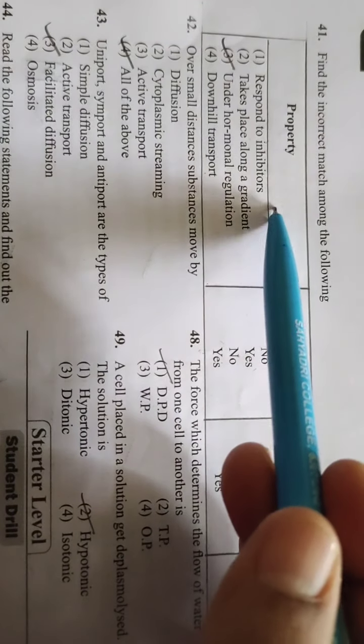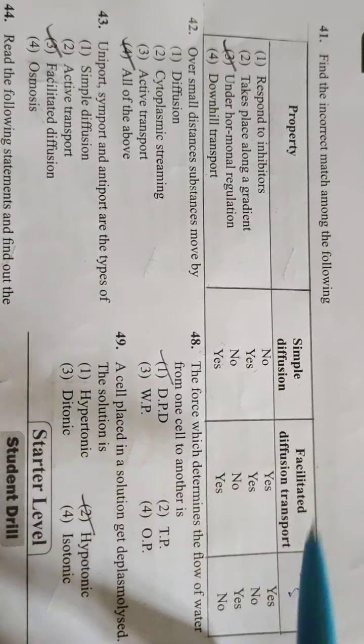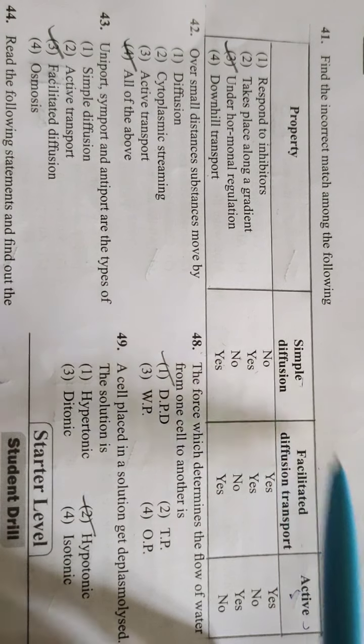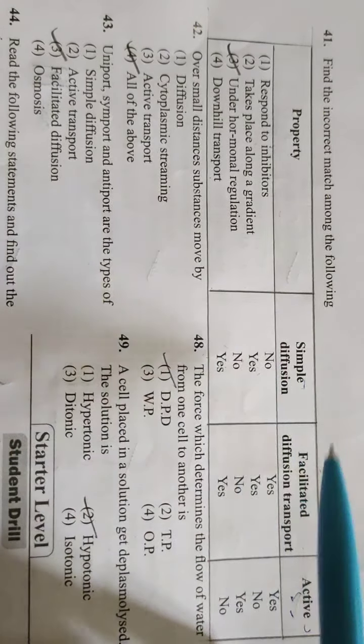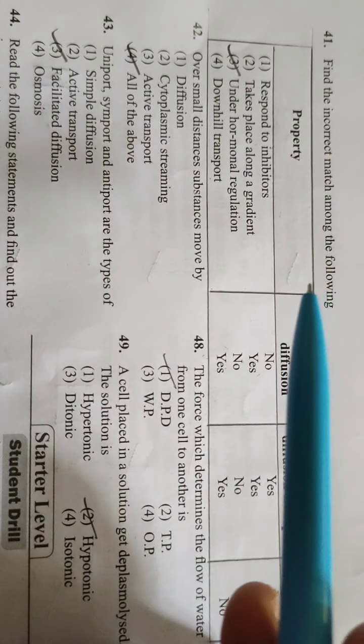See, here they have given the property, and here they have given the types of movement, that is simple diffusion, facilitated, as well as active. So now let us compare this. We have to find the incorrect match.